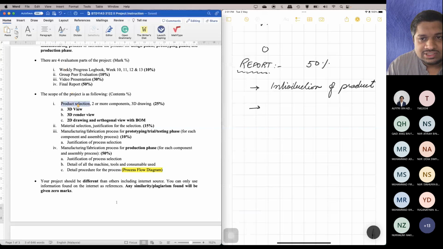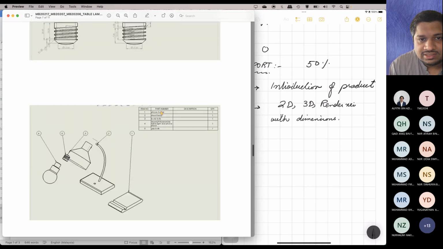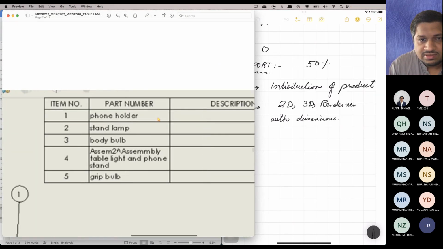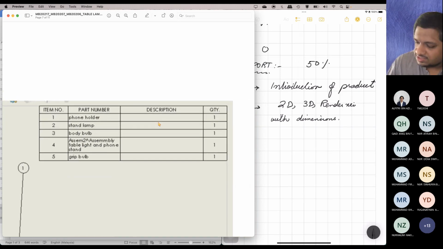So step number one is introduction of your product, and then next is you have to provide 2D, 3D, or render view with dimensions. The dimensions should also come with bill of material. Bill of material means this is bill of material. It's basically item number, part name, and quantity.